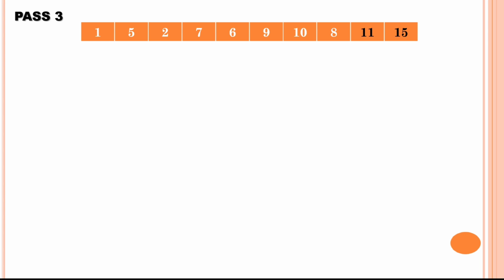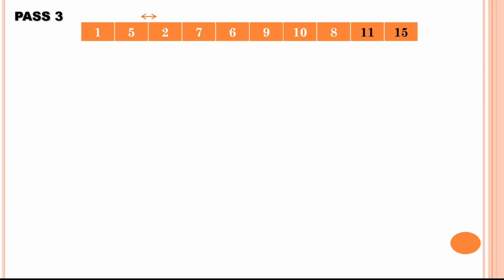Now we will consider the third pass, and for the third pass we will consider only the first 8 elements. In the third pass, the first pair is 1 and 5, where 1 is less than 5, so there will be no swapping. Next pair 5 and 2.